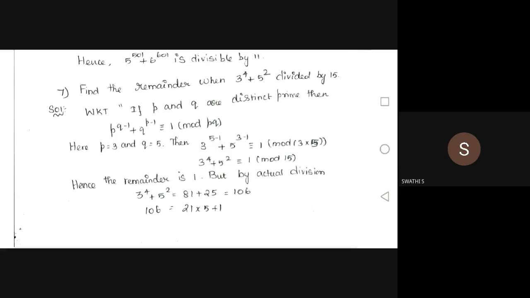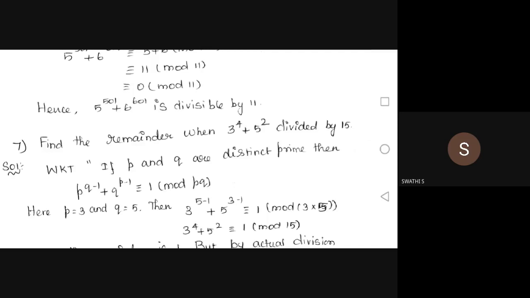So we can write P power Q minus 1, so 3 power 5 minus 1, plus Q power P minus 1, so 5 power 3 minus 1, is congruent to 1 mod 3 into 5. 3 into 5 is 15. On the left hand side, 5 minus 1 is 4, so 3 power 4, plus 3 minus 1 is 2, so 5 square, is congruent to 1 mod 15. So here the remainder is 1 when 3 power 4 plus 5 square is divided by 15.